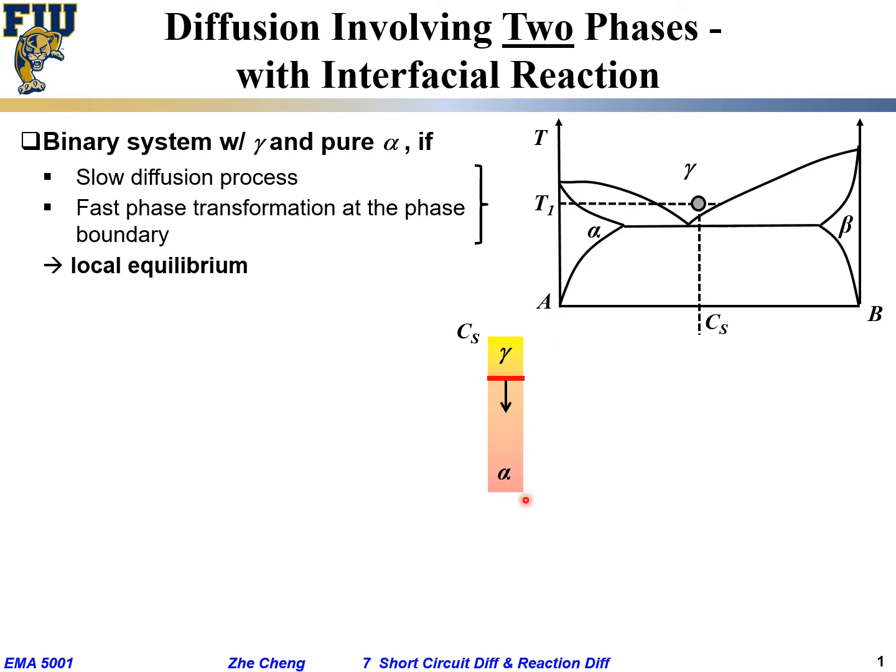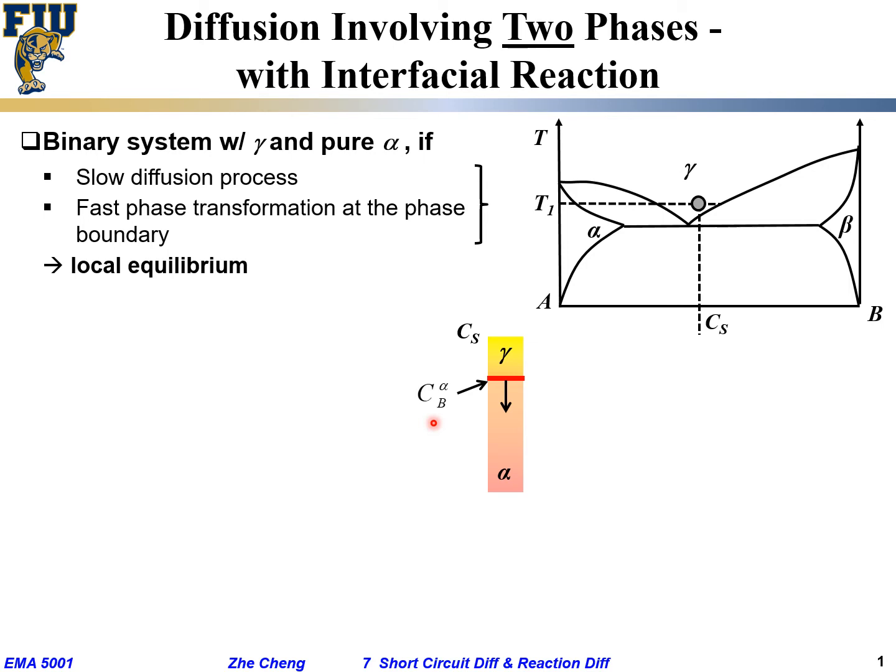Pure A, right? Similarly, for gamma, we said initially its composition is CS, which means slow diffusion, which means far away from the interface. The gamma phase would have the initial composition of CS. Make sense? Because we are assuming slow diffusion, but fast reaction at the interface, which means at the interface on the alpha side, look at what I label. CB alpha means the composition of B.